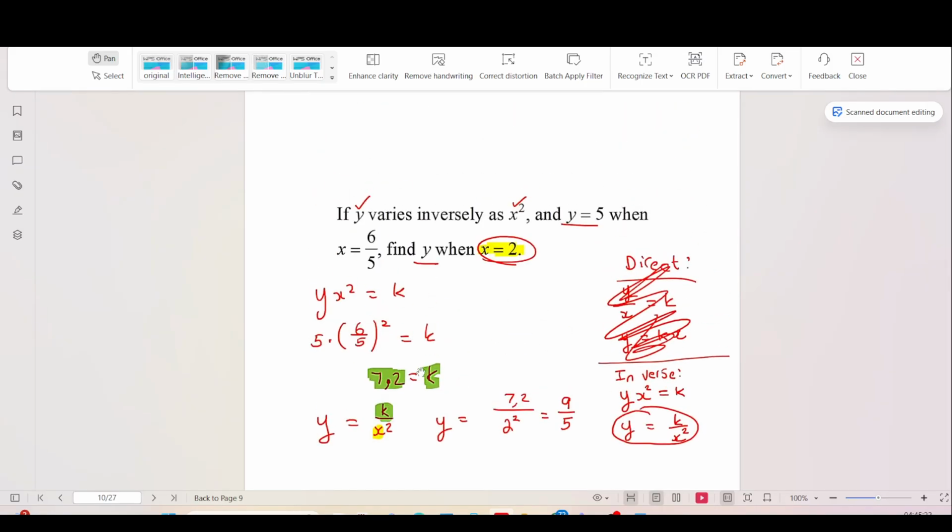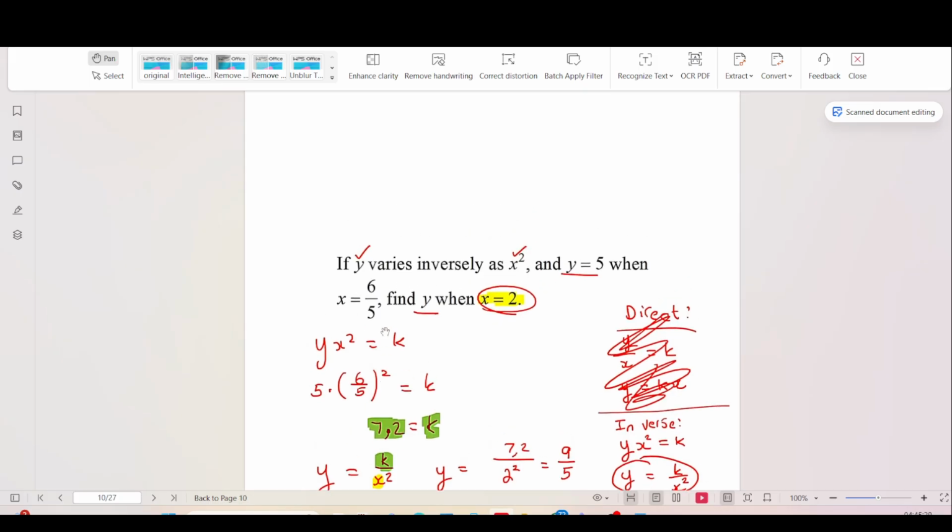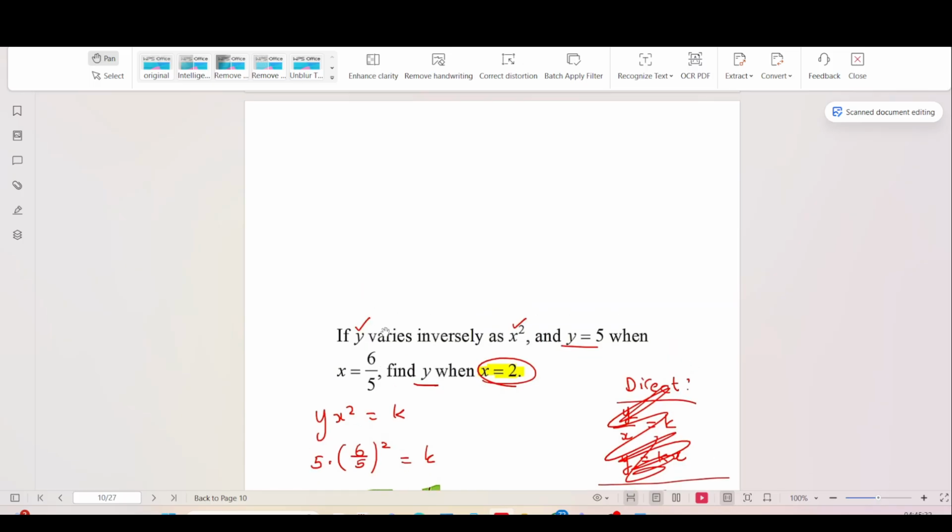Did you not square this 6 fifths because it is x squared there? Oh, so I have to do 6 fifths squared? Because it says y varies inversely as x squared, so the value of x you have to square. 6 fifths squared times y. On multiplying these two you will get a constant.